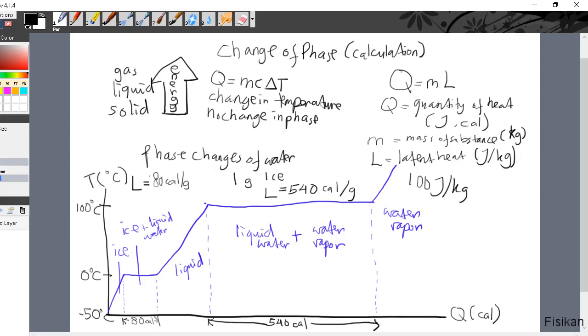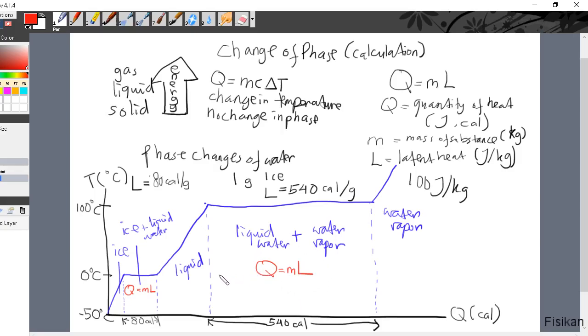So I will write down the formula where you need to use Q equals ml. Basically, you just look at the flat lines here. It means that there is no change in temperature, but only a change of phase happening there. So in these two places here, you need Q equals ml.